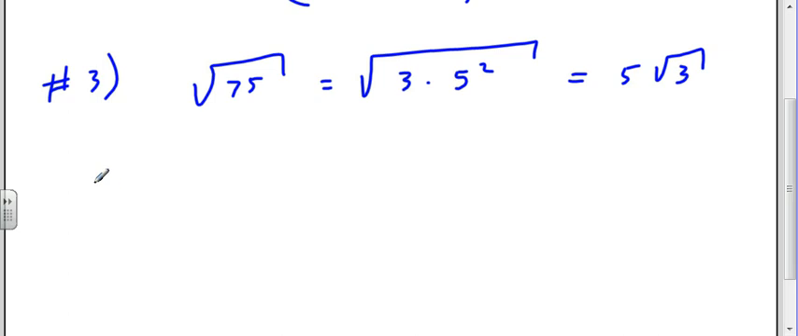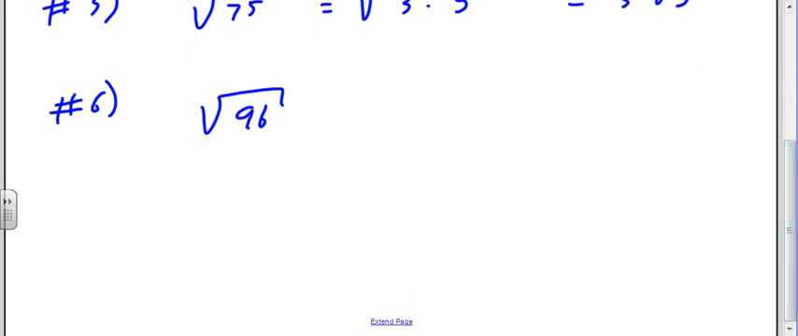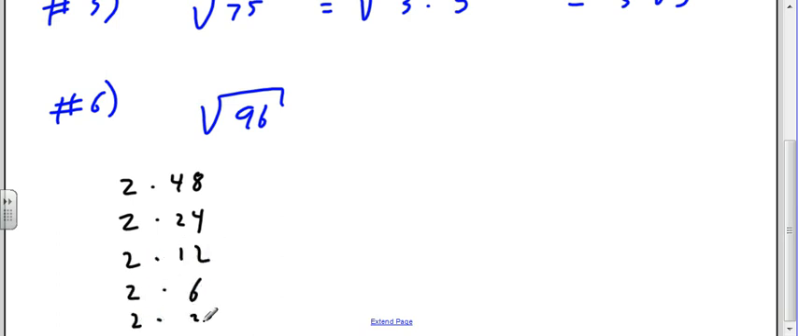We'll look at number 6 next. And we have the square root of 96, and I say, well, what am I going to do about that? Well, again, I could just put it in my calculator. It's going to tell me the right answer. But this is 2 times 48, and 2 times 24, and 2 times 12, and 2 times 6 and 2 times 3. So there's a perfect square and there's a perfect square.